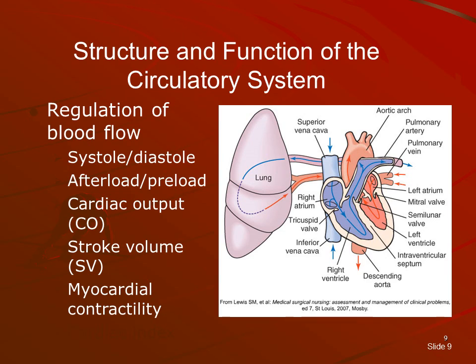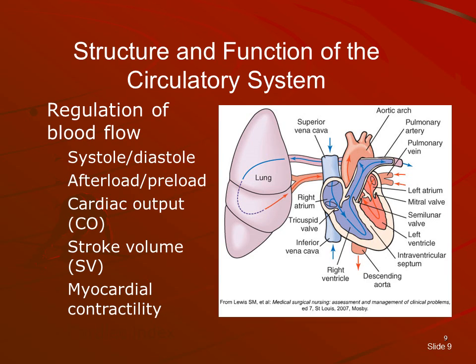Afterload is the resistance to the ejection of blood from the left ventricle. The left ventricle pressure must be greater than the aortic pressure to eject blood from the heart. The relaxation phase is called diastole, in which blood fills the ventricles. Preload is the amount of blood in the ventricles at the end of ventricular diastole. Each contraction and relaxation of the heart consists of one cardiac cycle.